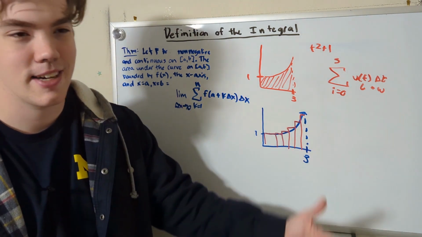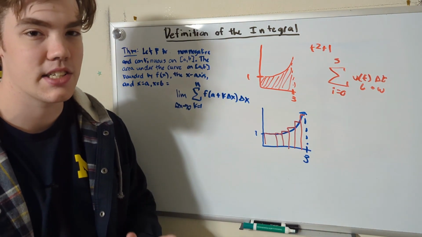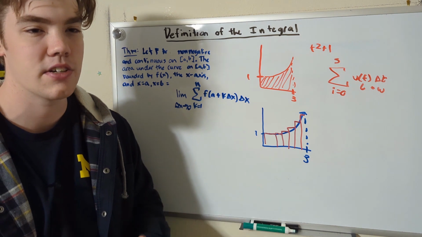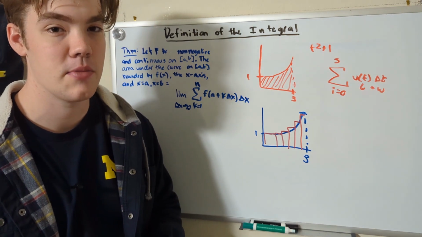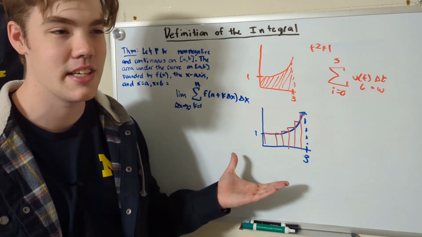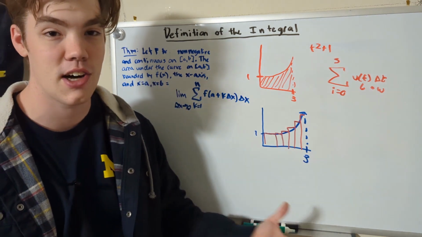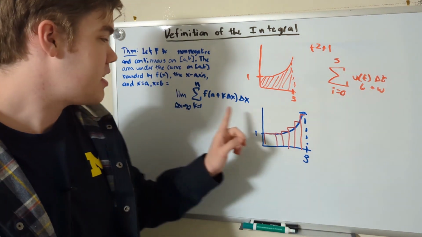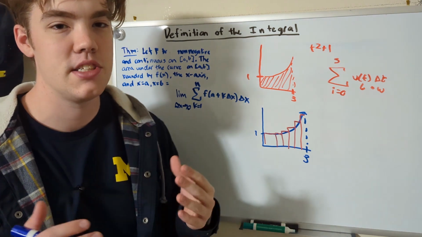I know that took a long time to get there, but that is what is actually happening when we take integrals of functions. This is known as the Riemann sum, and it's much easier to explain visually than it is to explain by just talking. We're going to do one example using this Riemann sum formula, and then we'll be done for this lesson.